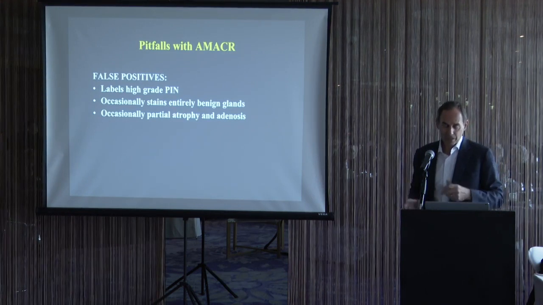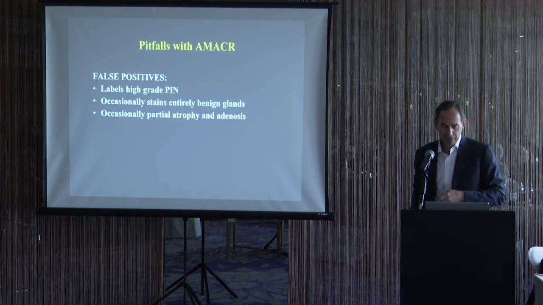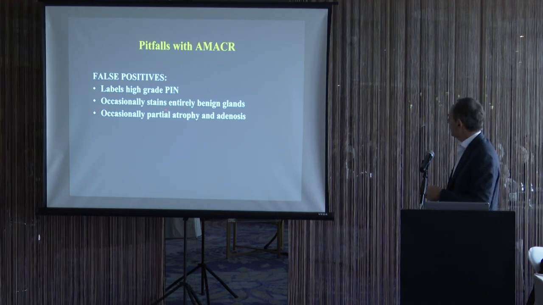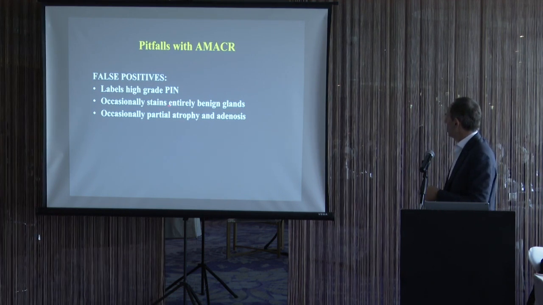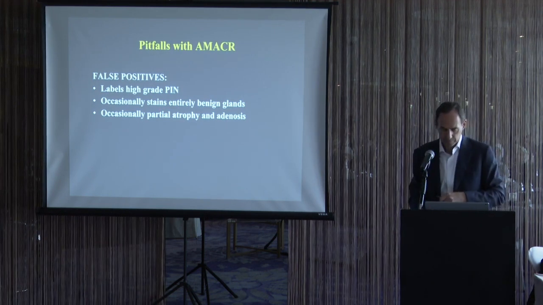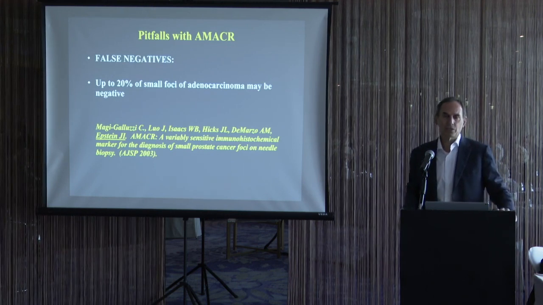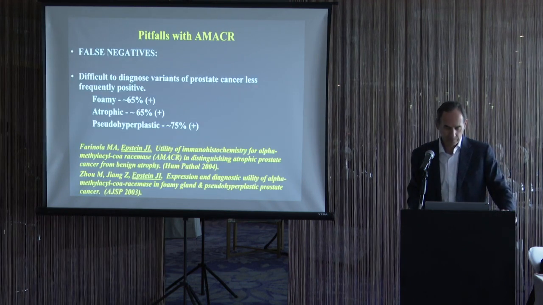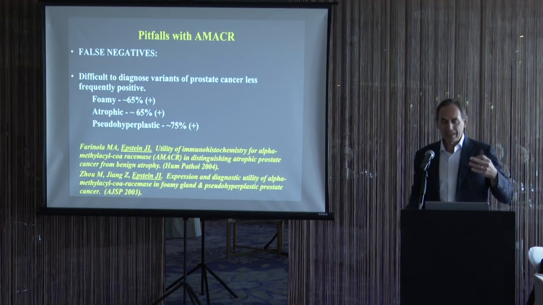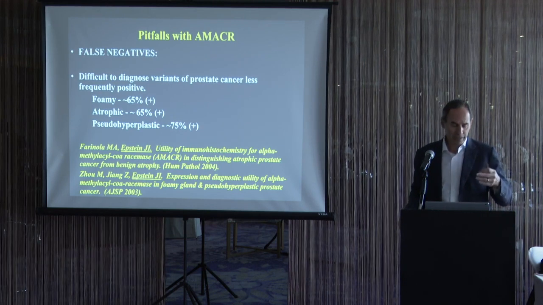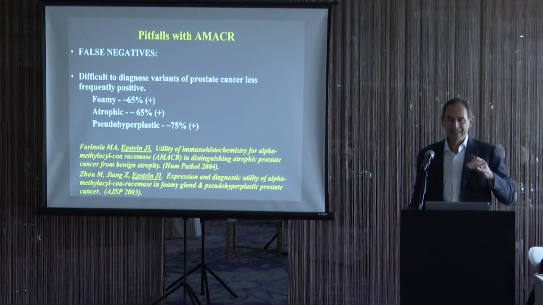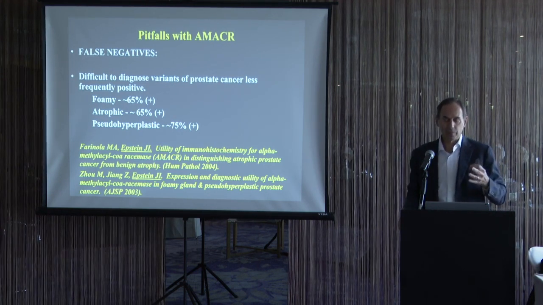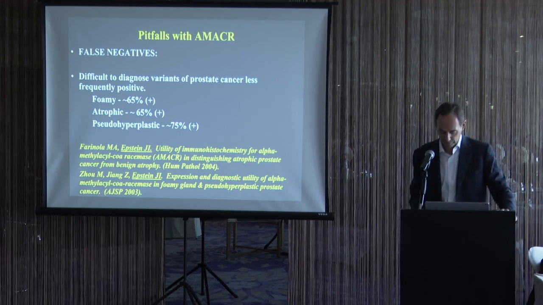Problems with racemase are basically similar to the problem with the basal cell markers. It labels high-grade PIN. Occasionally it can stain benign gland, but more problematically, racemase does stain often partial atrophy and adenosis. Also, not all cancers are positive for racemase. About 20% will be negative, so false negative staining. And then I mentioned the more difficult to diagnose prostate cancers, foamy gland, atrophic, pseudohyperplastic prostate cancers. They are less frequently positive with racemase than other cancers. About 25 to 35% of them may be negative for racemase.